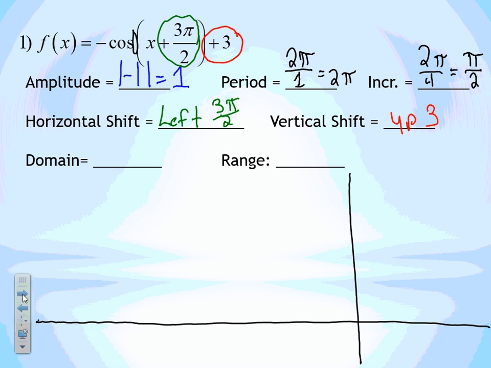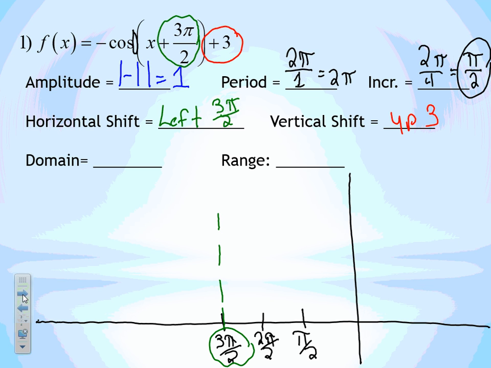We have to move it left 3 pi over 2, so I'm going to start working on the left. I'm counting by pi over 2. So my first one here is pi over 2. The next one's going to be 2 pi over 2. And the next is going to be 3 pi over 2. 3 pi over 2 is the one we want. This is going to be our horizontal shift. So I'm going to draw my dotted line right here for my horizontal shift. All my horizontal shifts are going to be in green.